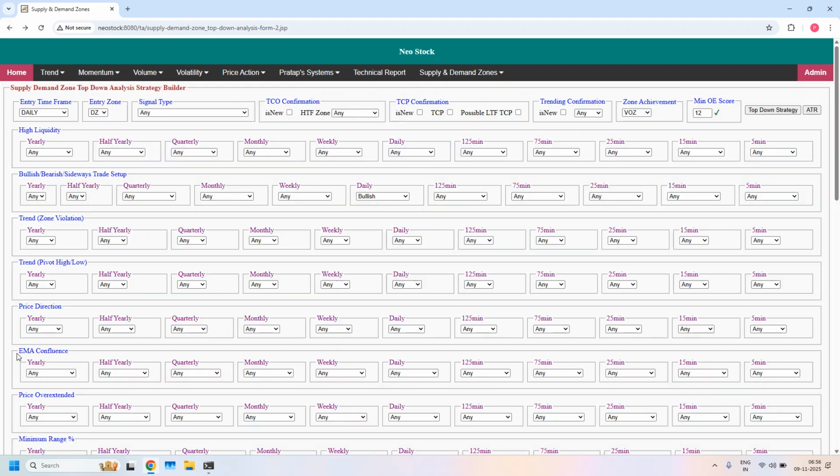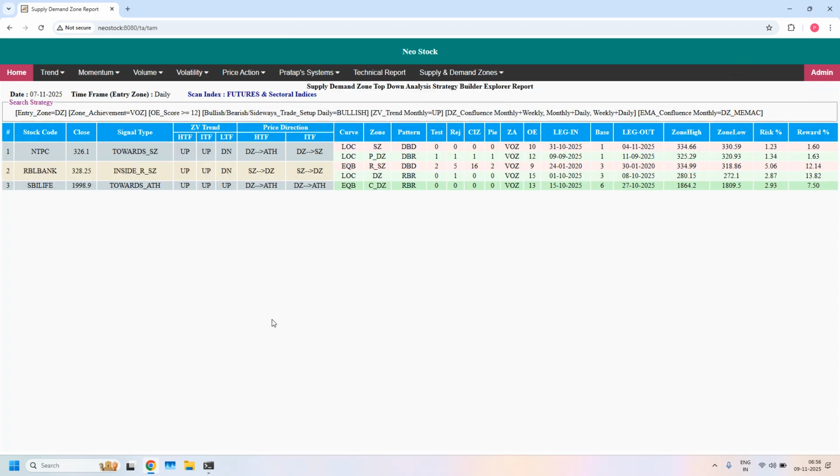So I'm going back in the EMA confluence at monthly time frame. I'm checking monthly demand zone with monthly EMA confluence. At the same time, trend on the monthly should not be sideways. It should be only uptrend because it is bullish trade setup. So let me filter. Now I got 3 stocks. Out of 4 uptrend stocks, we got 3 stocks.